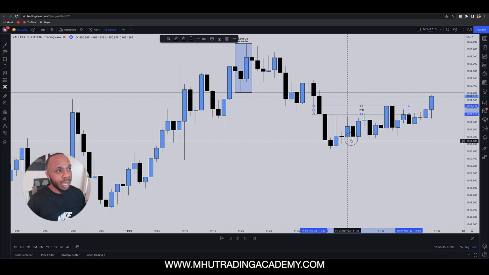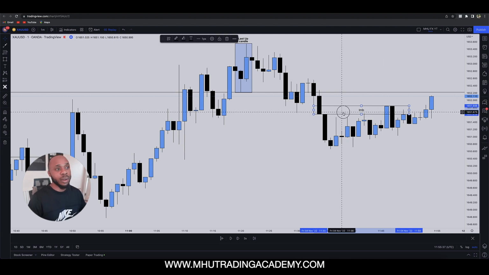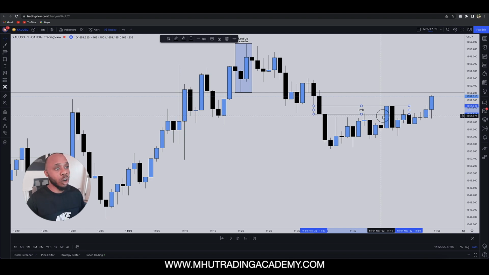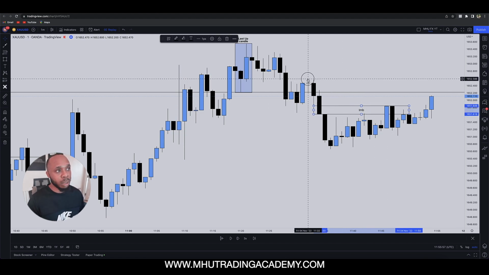And now check it out. Look at that imbalance over here again, or a fair value gap. Price trades into this fair value gap. This is where I catch my next trade on gold. I sell it from here and put my stop loss above the high over here. So let's just quickly show you what we're doing right here.